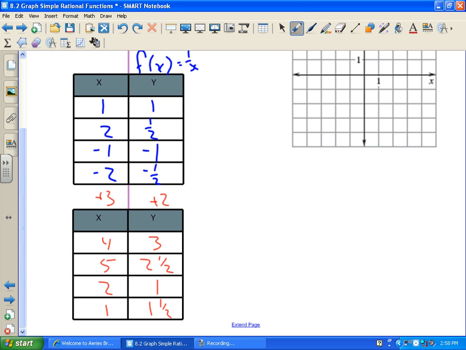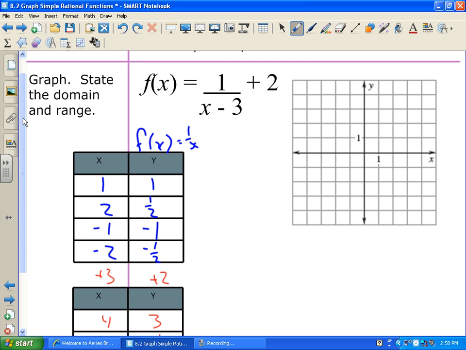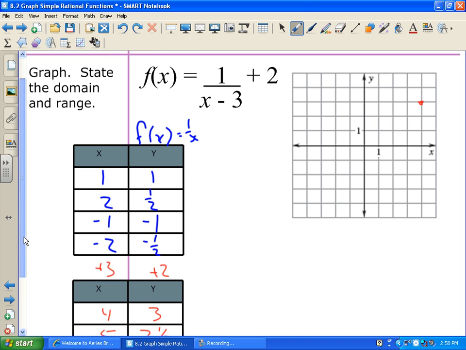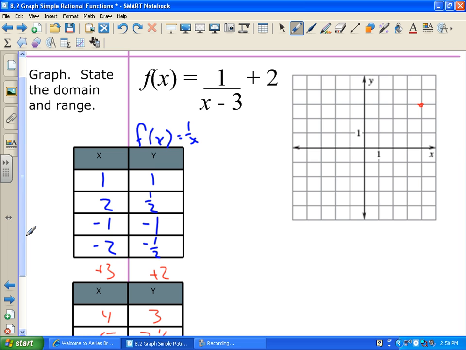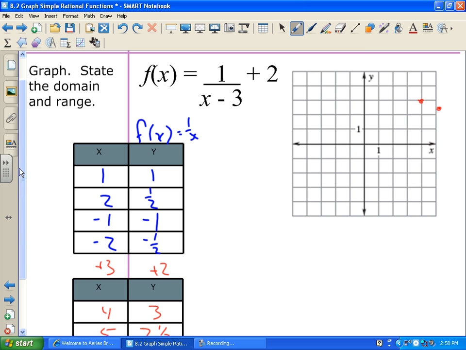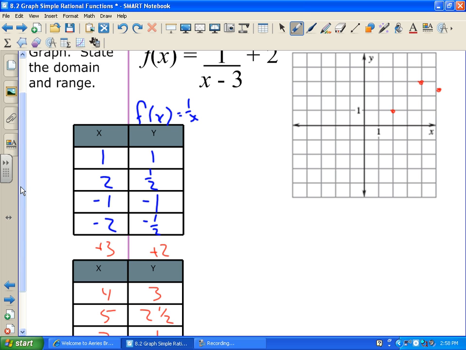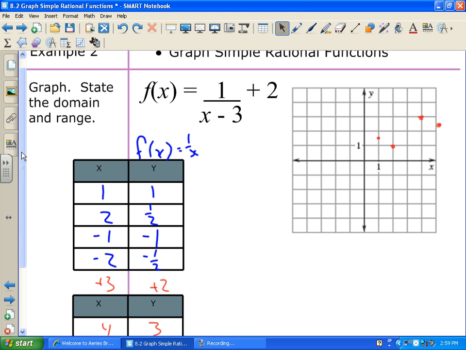So my red is my function that I'm trying to graph. So we'll go ahead and plot those points. First coordinate is 4, 3. Next coordinate is 5, 2.5. Next coordinate is 2, 1. And the next coordinate is 1, 1 and 1/2. Once again, we have 4 coordinates that look awkward when we're trying to graph them.